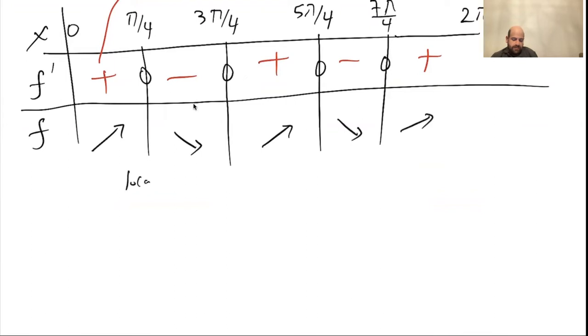And then we will have a local maximum here, right? If the function increases, then decreases, you will have a local maximum here. Here it decreases, then increases, so a local minimum here. Local max here. And local min here.